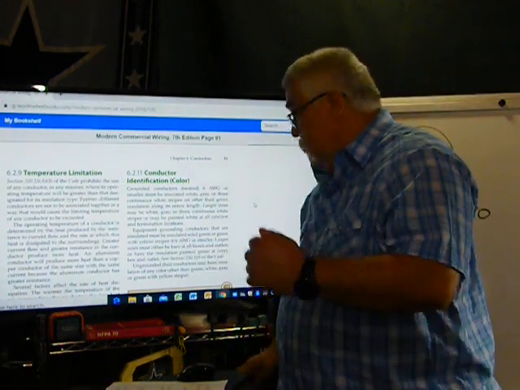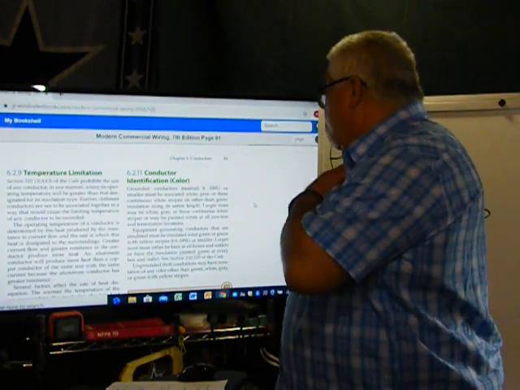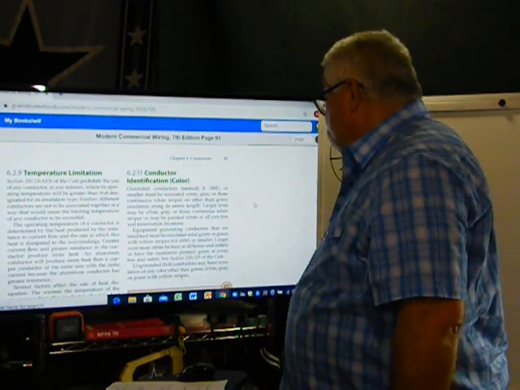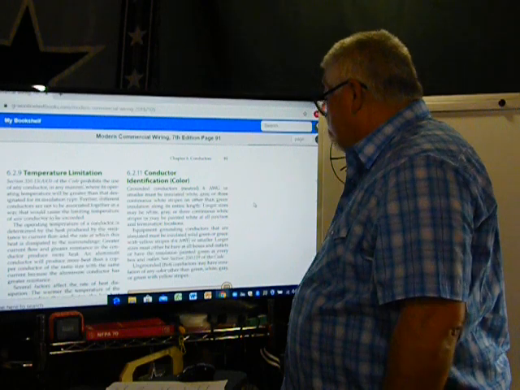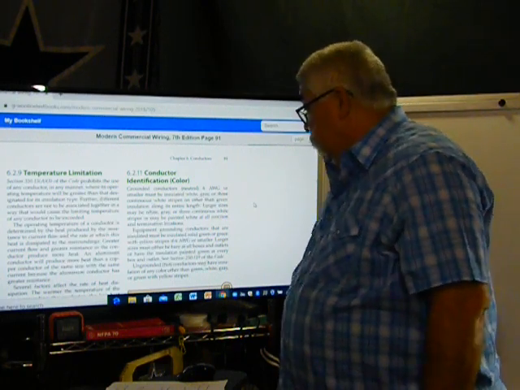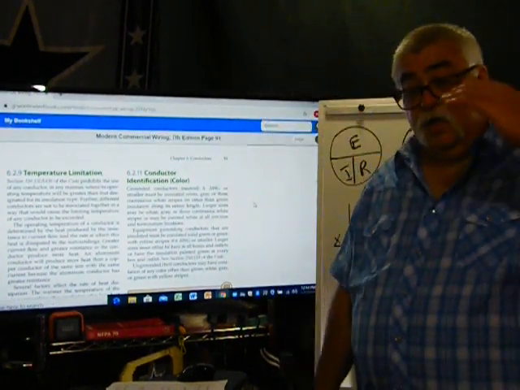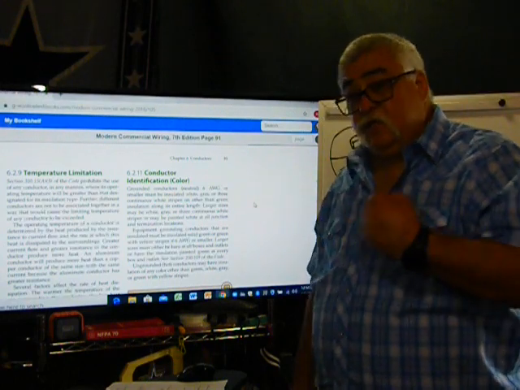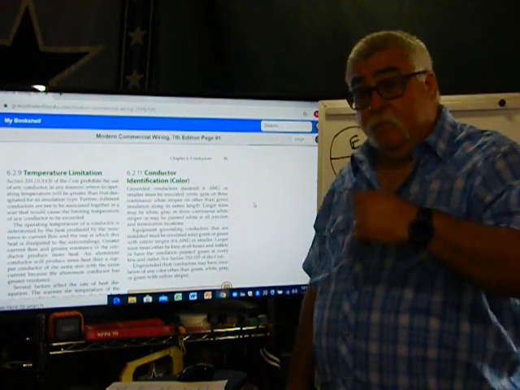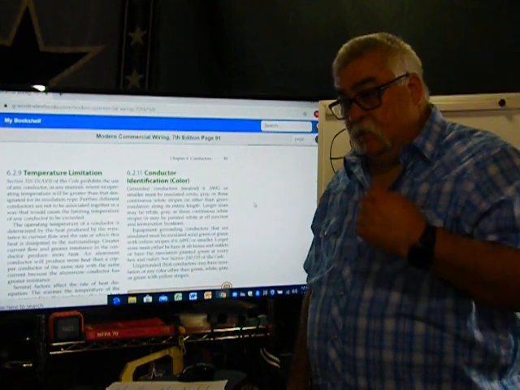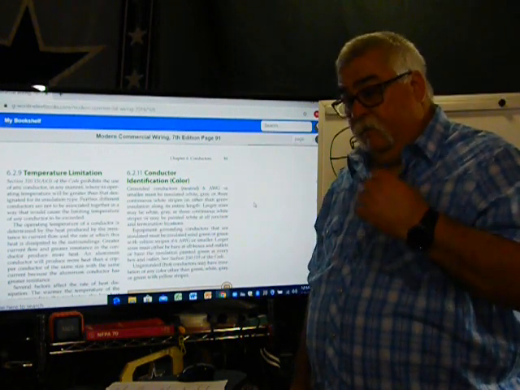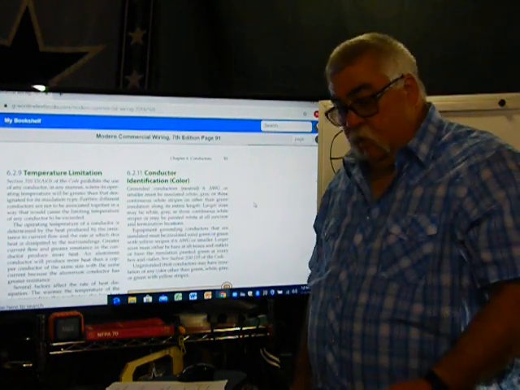When there's a splice, it says equipment ground conductors that are insulated must be insulated solid green or green with yellow stripe, of size 6 or smaller. So any wire size 6 and smaller has to be identified by color on the insulation of the wire.